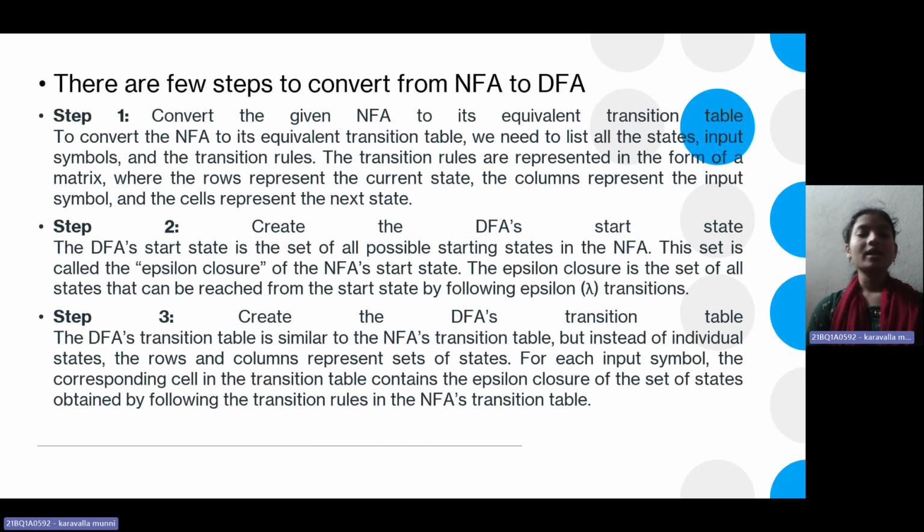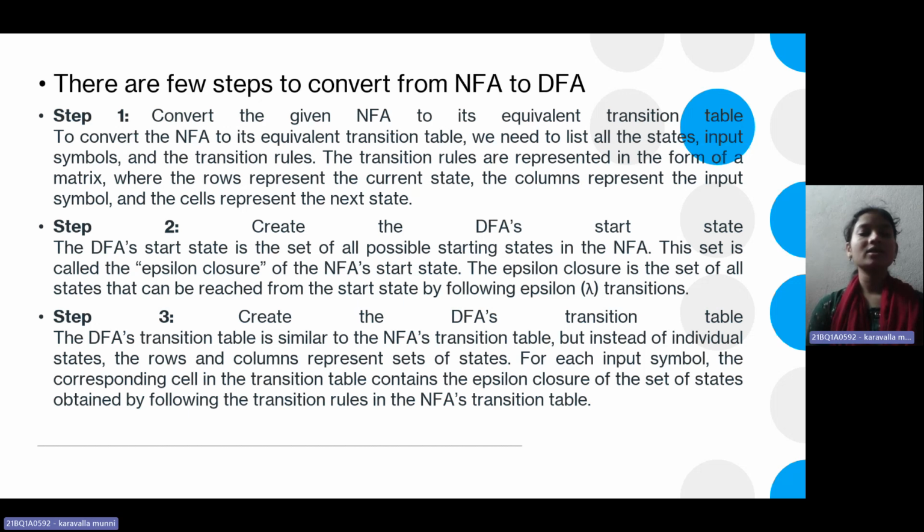Step 2. Create the DFA start state. The start state of the DFA is the set of all possible starting states in the NFA. This set is called the epsilon closure of the NFA start state. The epsilon closure is the set of all states that can be reached from the start state by following epsilon transitions.